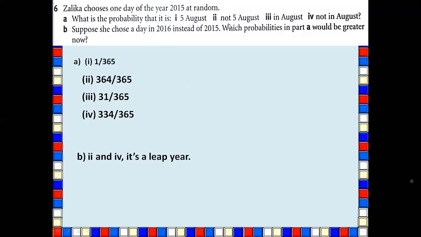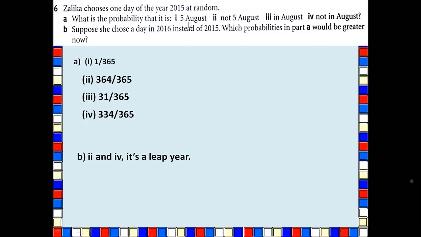Like in not 5 August, the probability is going to be 365 out of 366, because the denominators are all going to be changed. And the same as IV, not in August, it's going to be again 366 minus the days of August. The days of August are 31, take away 366 minus 365 and minus 366, and you're going to get your fraction. So the difference is going to be in II and IV.